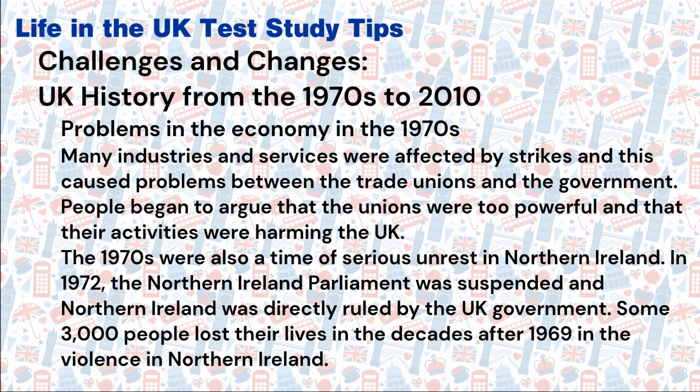Many industries and services were affected by strikes, and this caused problems between the trade unions and the government. People began to argue that the unions were too powerful and that their activities were harming the UK. The 1970s were also a time of serious unrest in Northern Ireland. In 1972, the Northern Ireland Parliament was suspended and Northern Ireland was directly ruled by the UK government. Some 3,000 people lost their lives in the decades after 1969 in the violence in Northern Ireland.